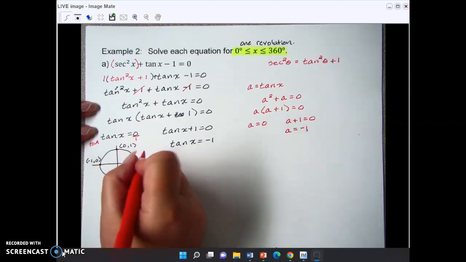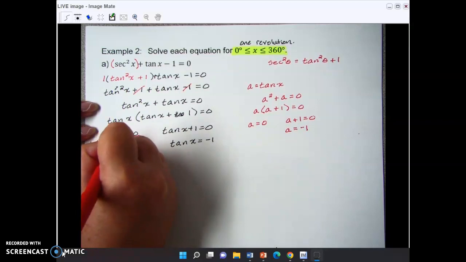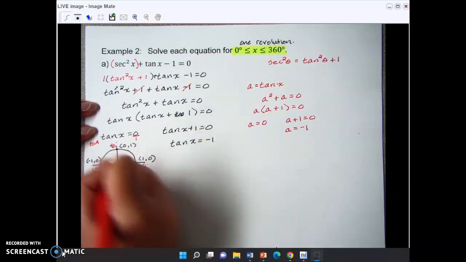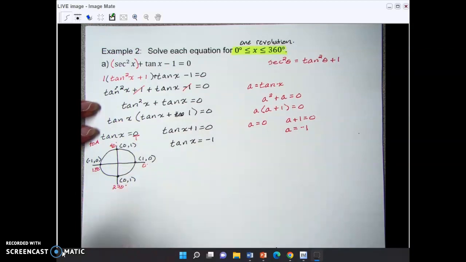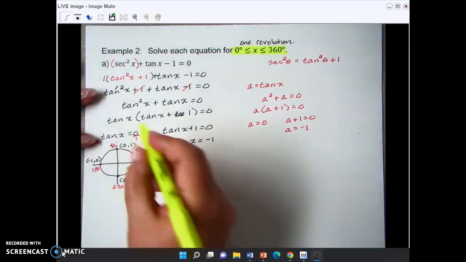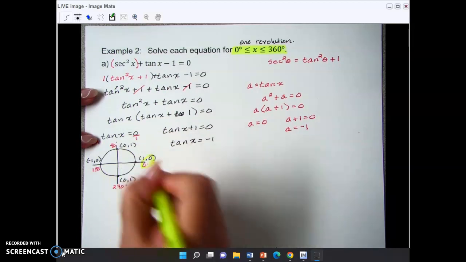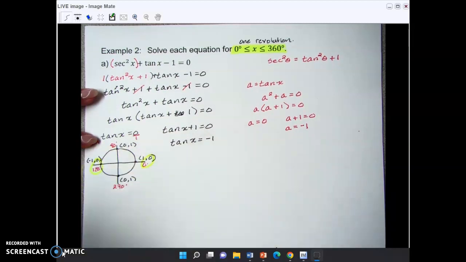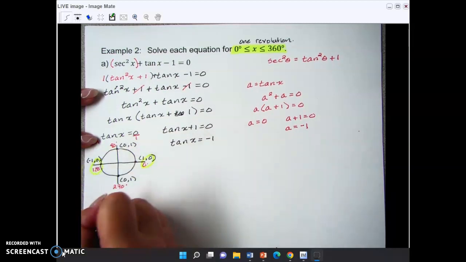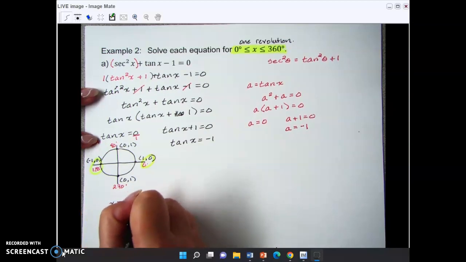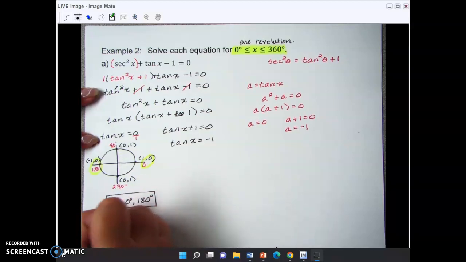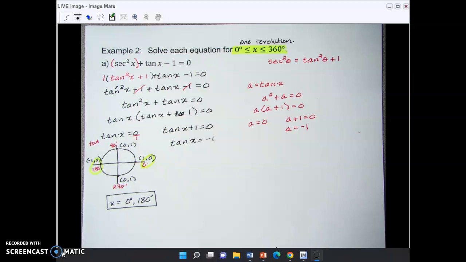And then this is 0 degrees, 90 degrees, 180 degrees, and this is 270 degrees, all right? So in that first revolution, we have y equal to 0 at 0 degrees, and we have y equals 0 at 180 degrees. So the two possibilities for that side are 0 degrees and 180 degrees. So I'm going to pause here and finish this question in the next part of the video.